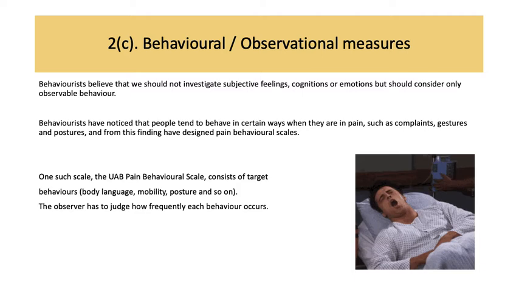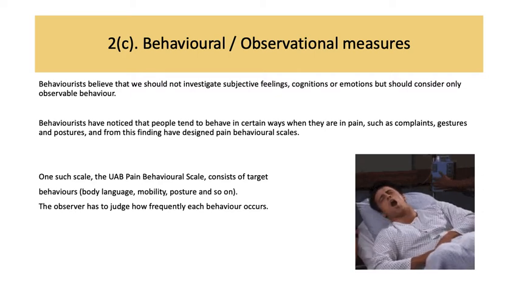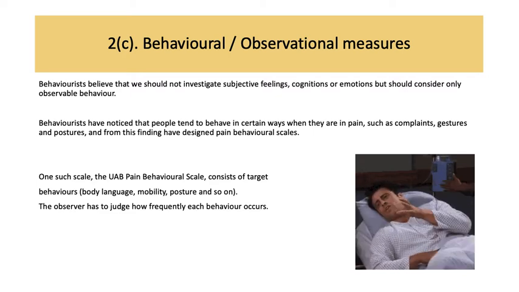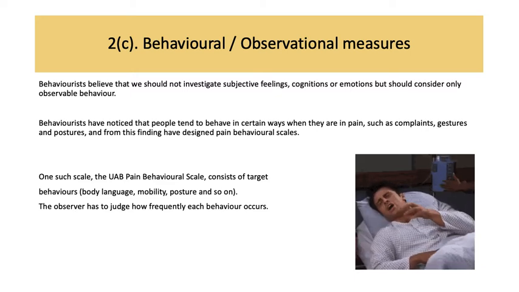On such a scale, called the UAB Pain Behavioral Scale, it consists of target behaviors, so the body language of the patient, the mobility of the patient, posture, and so on. The observer has to judge how frequently each behavior occurs. So who judges them? It's usually the nurses. For example, for an admitted patient, the nurse will observe the behavior of the patient and then write it down.